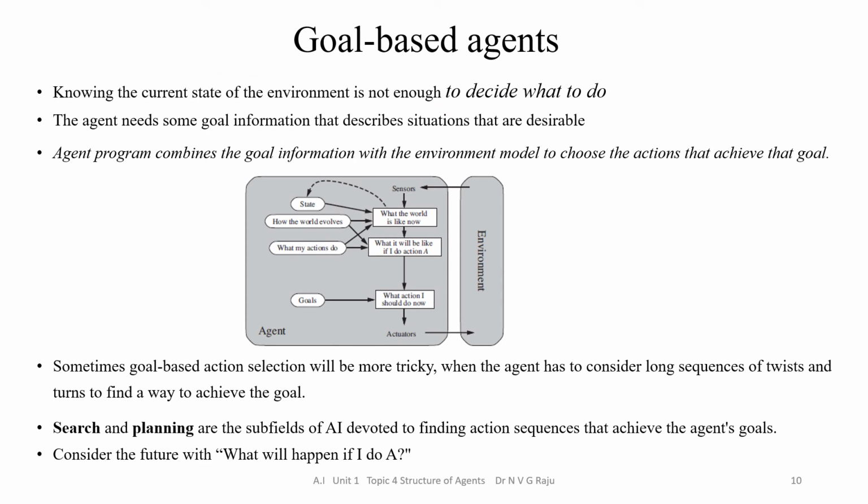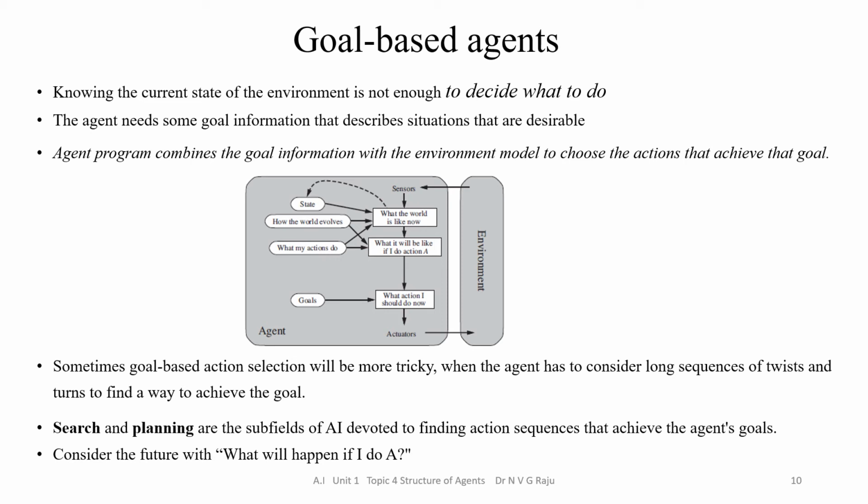Goal-based agents. Knowing the current state of the environment is not enough to decide what to do; we should also have some sort of goal information. For example, a decision taken at a road junction while we are moving in an automated car. The agent needs some goal information that describes situations that are desirable. An agent program combines the goal information with the environment model to choose the actions that achieve the goal.